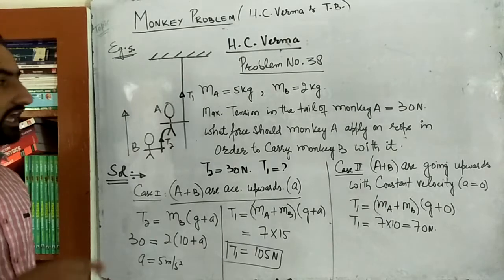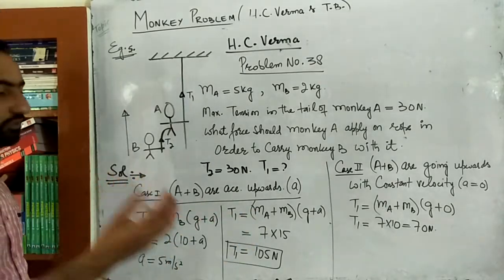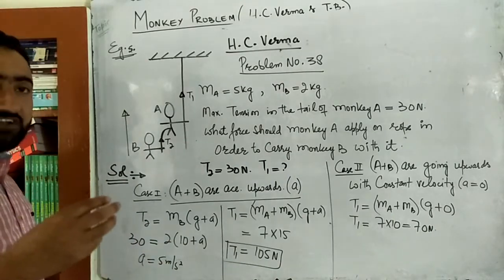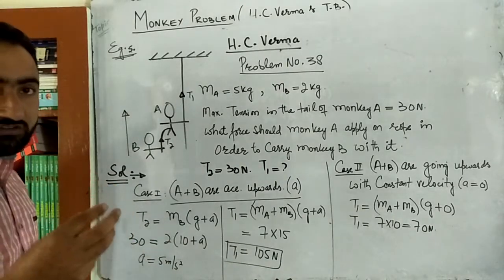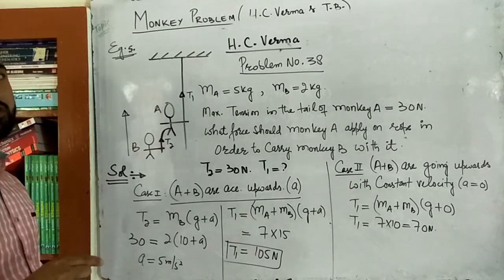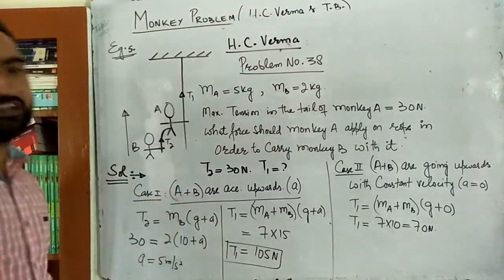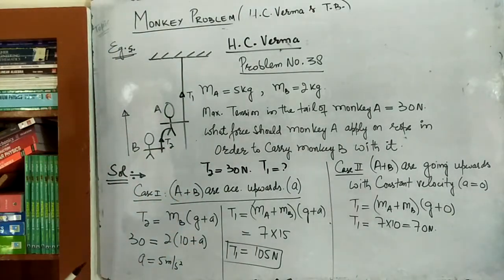Suppose that monkey A applies a force greater than 70 Newton, let's suppose 80 Newton, which is less than 105 Newton. In that case, both the monkeys will accelerate upwards, and the acceleration will not be 5 meters per second square, rather it will be smaller than 5 meters per second square, and the tension T2 will not be equal to 30 Newton, it will be lesser than 30 Newton. Okay, you got it?